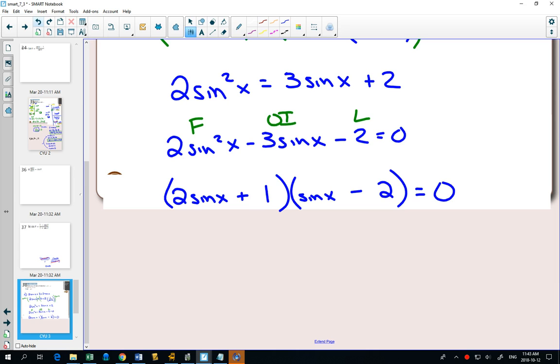That's my only sine squared. It stays. My outside is negative 4. My inside is plus 1. That gives me negative 3. And my last ones, 1 times the negative 2, give me negative 2.